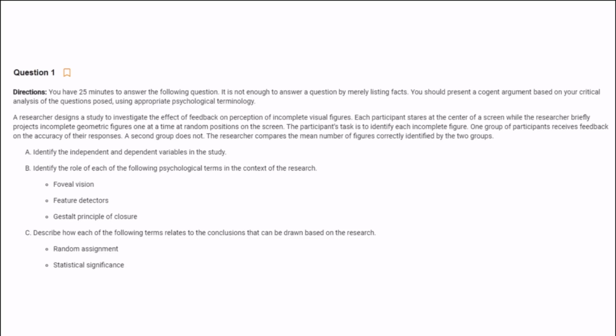Looking back at the question, we can see that the difference between the two groups is one receives the feedback on the accuracy of their responses, while the other does not. This means that the independent variable would be if the groups receive the feedback on their responses.